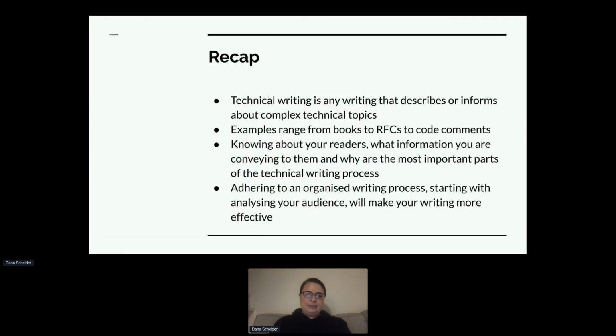So to recap, technical writing is any writing that describes or informs about complex technical topics, which are complex and technical from the reader's perspective. Examples range from books to RFCs to code comments. One of the critical things about writing that I want you to take away from this is how important it is to know your readers and what information you're conveying to them and why. And finally, adhering to an organized writing process, starting with audience analysis, will make your writing more effective.